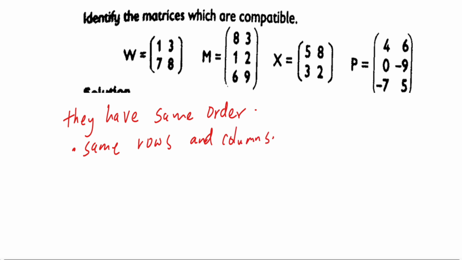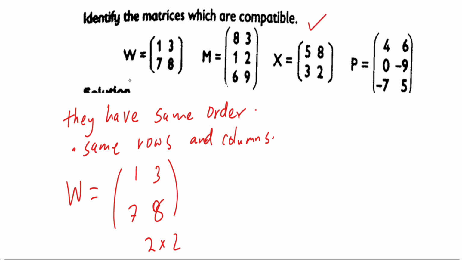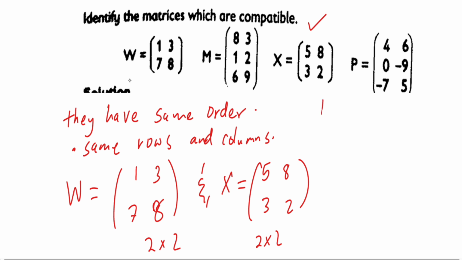So let's take an example. W from this question. W is 1, 3, 7, 8. So the order of this is a 2 by 2 matrix. There's another matrix with the same order, that is X. So W and X have the same rows and columns. It's 5, 8, 3, 2. This is also 2 by 2, and therefore W and X are compatible.